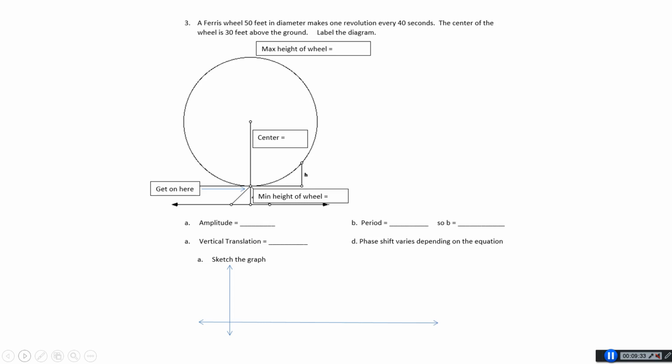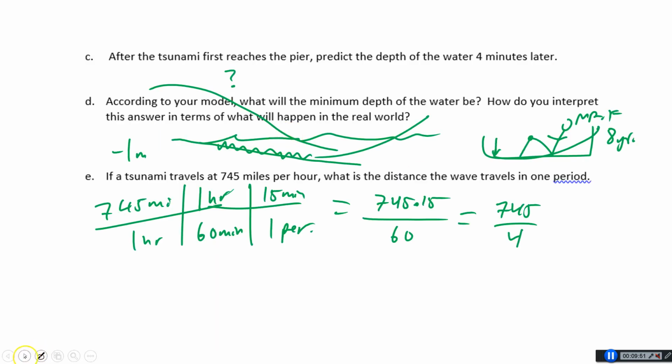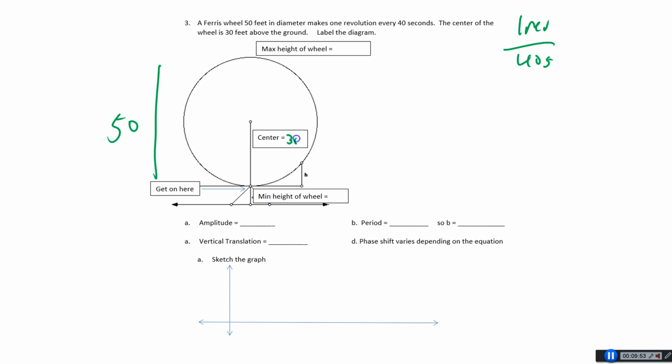All right, so next up, Ferris wheel. The Ferris wheel is 50 feet in diameter, so the entire diameter is 50 feet, and it makes 1 revolution every 40 seconds. So 1 revolution in 40 seconds. All right, the center of the wheel is 30 feet above the ground. Interesting. So the center of the wheel is at 30 feet above the ground.